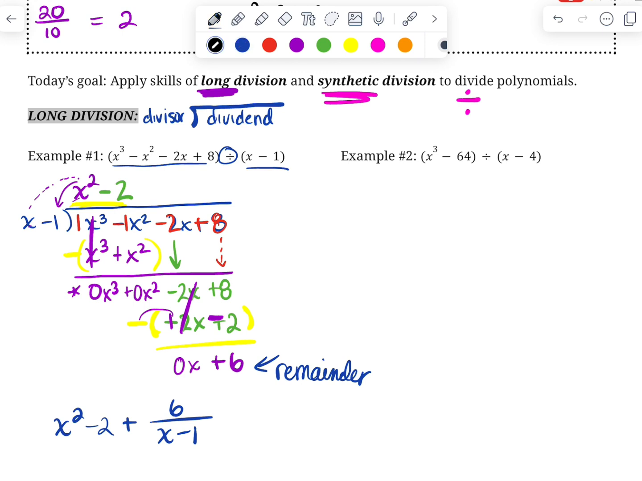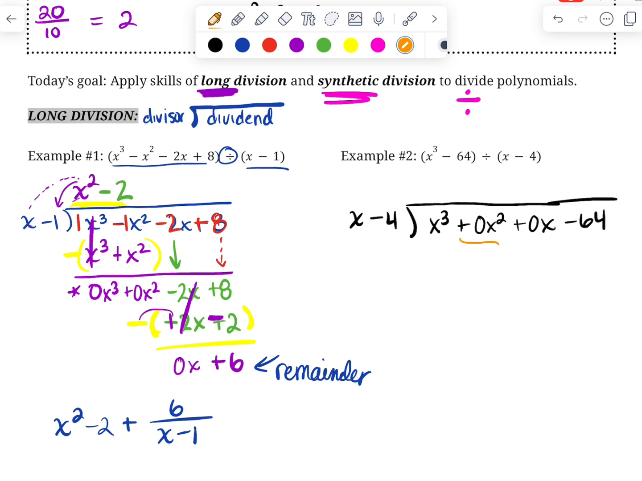Okay, so I'm going to set up this next example for you. x minus 4 is our divisor, then x cubed is our dividend, but notice I'm missing some terms in the middle. I'm missing an x squared term and an x term, but I have my constant at the end. So it's important to put these terms here as placeholders to keep your work organized in different columns, okay?